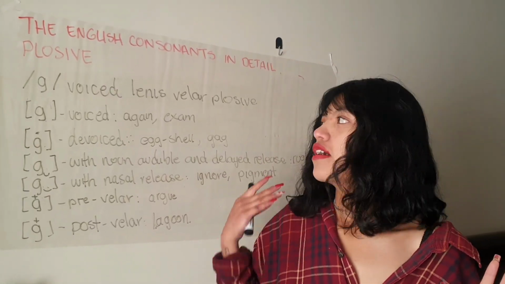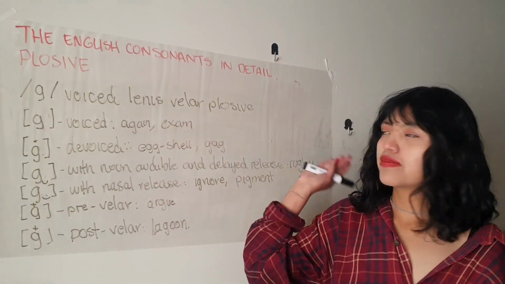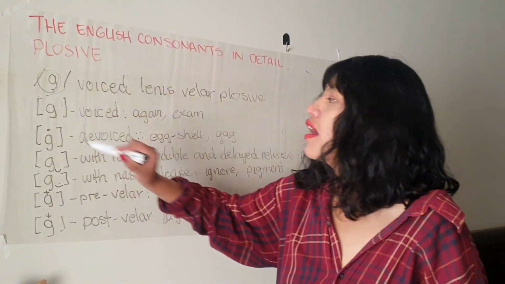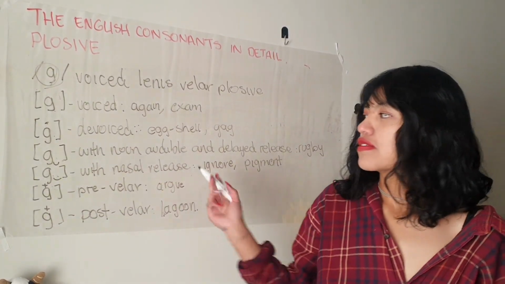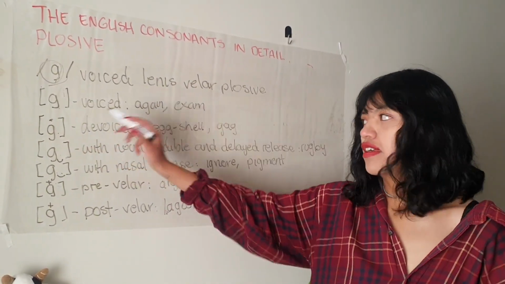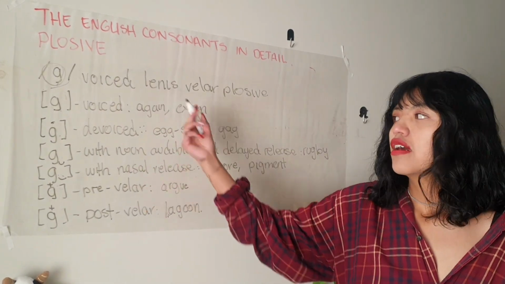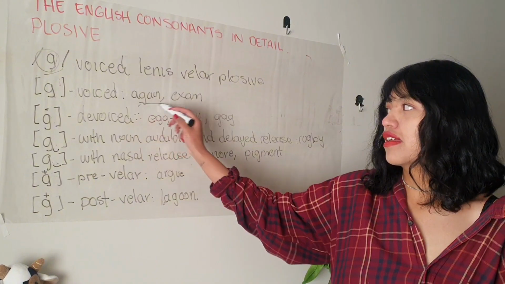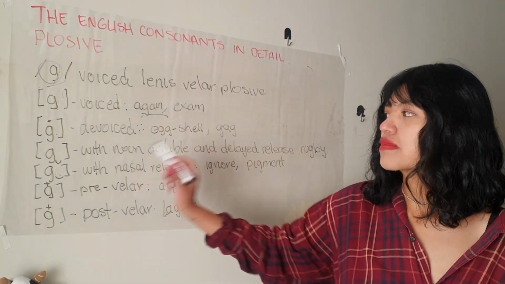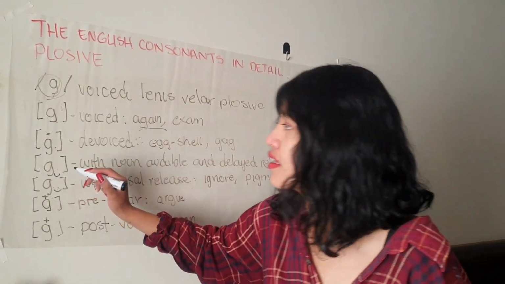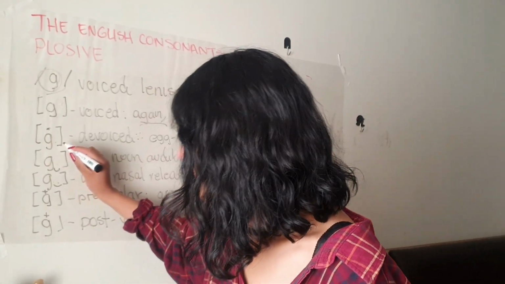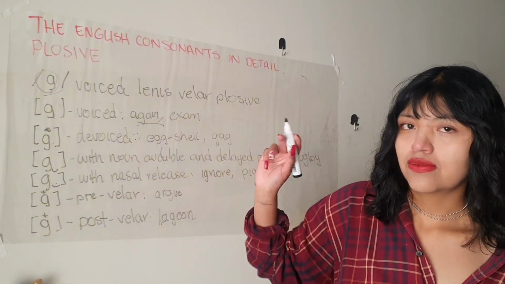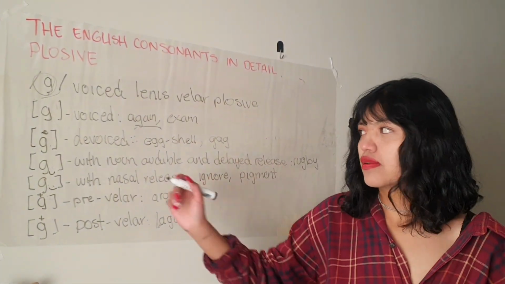Now the last plosive sound is the voiced lenis velar plosive, and it has 6 allophones. The first one has no diacritic and is voiced, or in Spanish sonoro. And we have examples like in again, exam. The second one is with this sound.